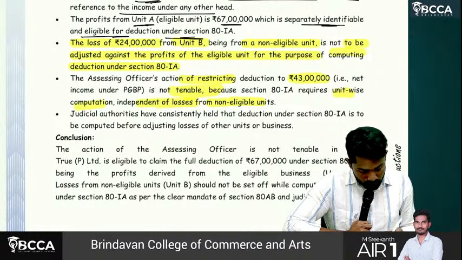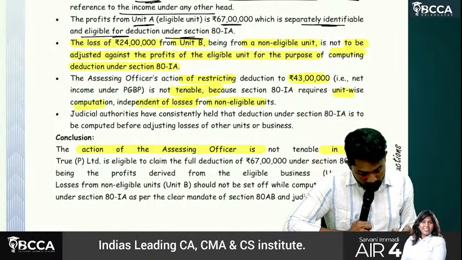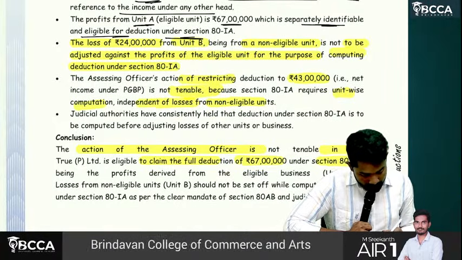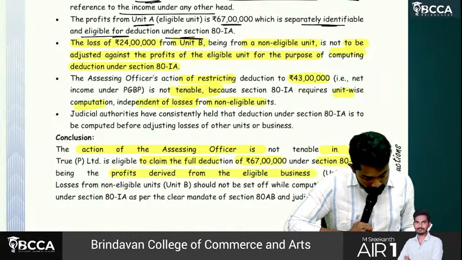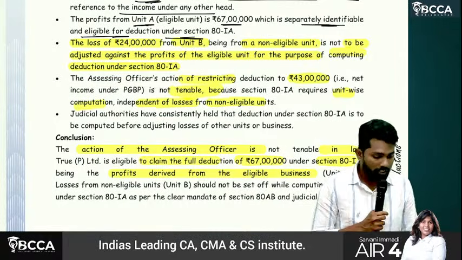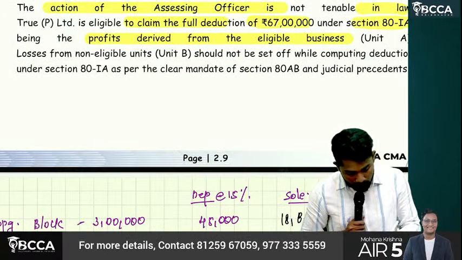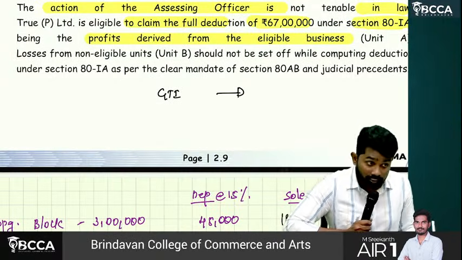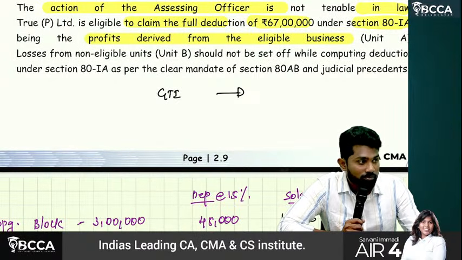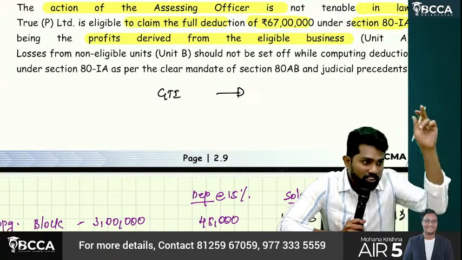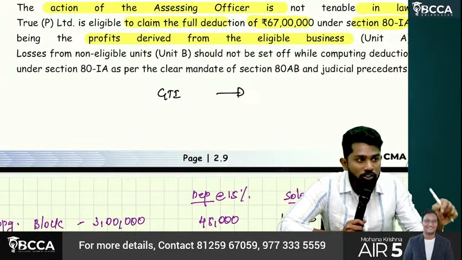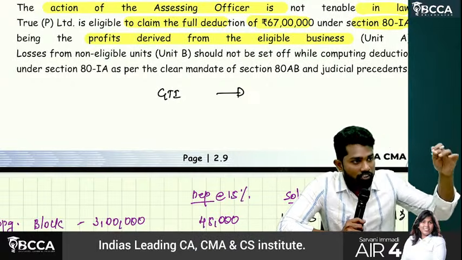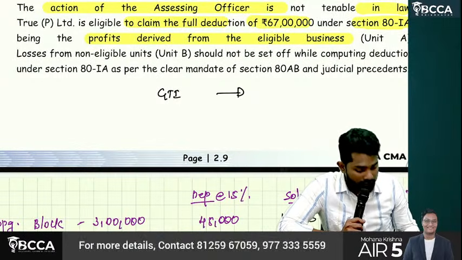Okay. So conclusion, see. The action of AO is not tenable in law. It is eligible to claim full deduction of 67 lakhs under 80IA, being the profit derived from eligible business. Clear? But one thing, sir. What will be their gross total income? 67 lakhs will be their gross total income. You have to do set off and carry forward, right? Then only you can arrive at the gross total income.